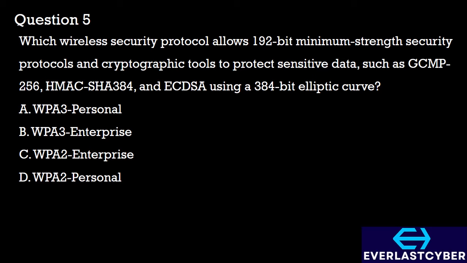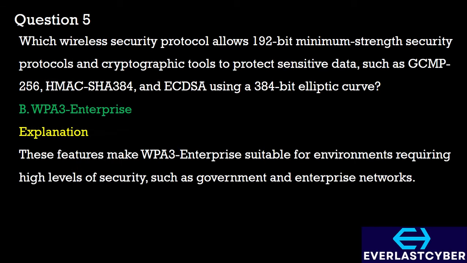In option C, although WPA2 Enterprise offers good security, it lacks the 192-bit minimum encryption strength and modern cryptographic tools like the GCMP-256. And in option D, WPA2 Personal is a protocol that is intended for home and small business use, and it has a weaker security compared to WPA3 protocols. So, with respect to the options, our answer is the WPA3 Enterprise. It uses a 192-bit minimum security strength to protect sensitive data.